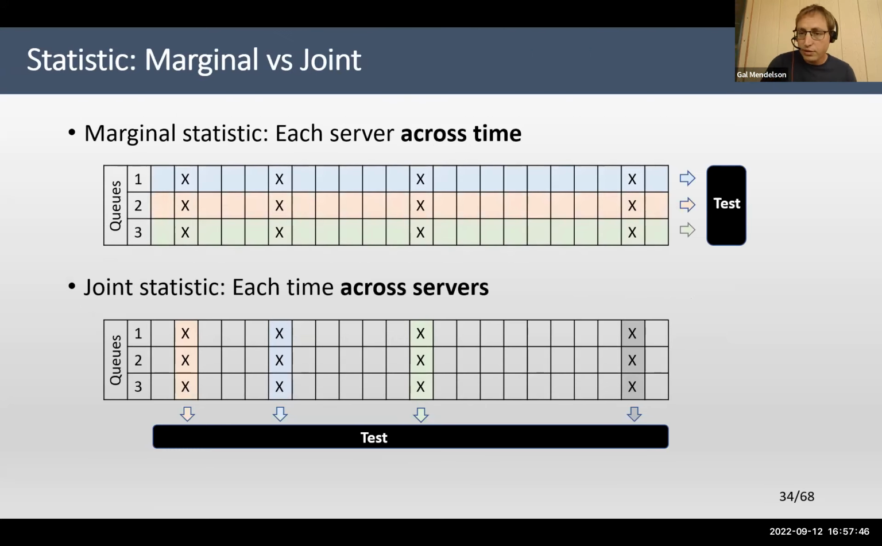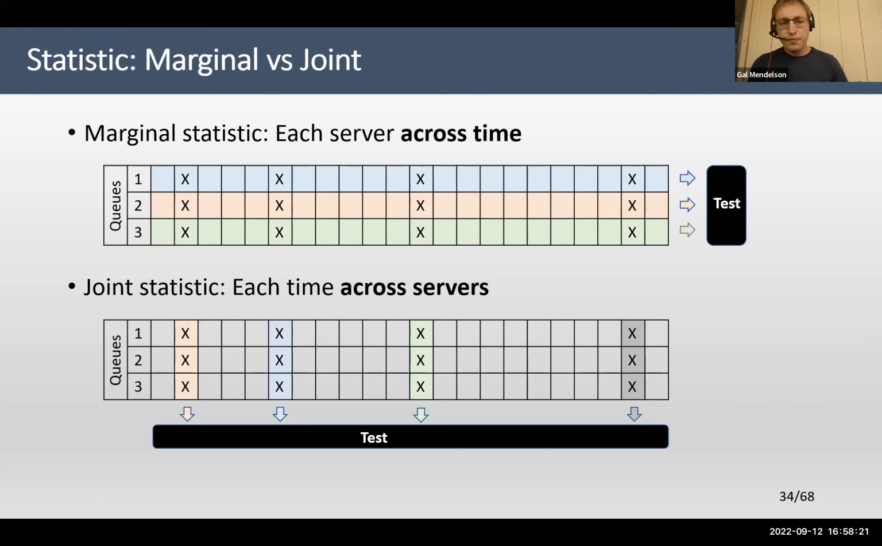The second thing that matters, besides when, is what do you do with that data? What is the statistic that you use as a summary statistic? You can either use a marginal statistic. In this example, let's see the blue row above. We take measurements in a synchronized fashion, but our summary statistic is by looking per server, like the average queue length of these samples of server number 1, the average queue length of server number 2, etc. And that will be an input to the test. This is one way of doing this.